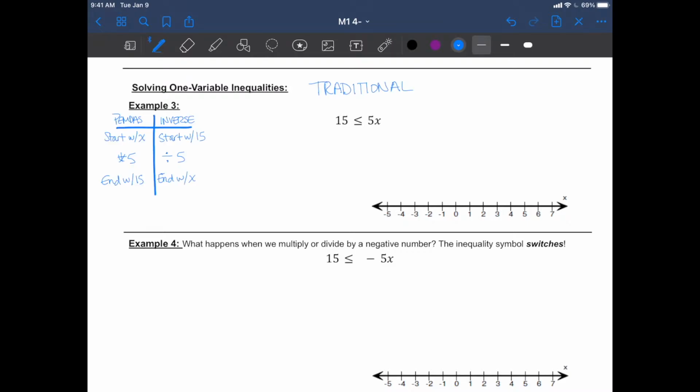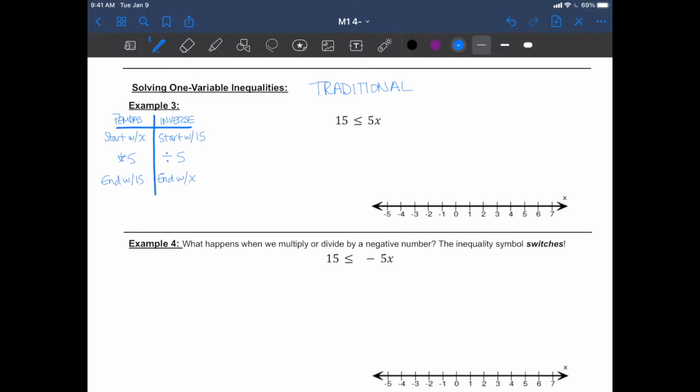All right, example 3, 15 is less than or equal to 5x. By the way, if you do like the graphic organizer and you wish to continue using it, I will start putting it here, but I won't go through it in this set of notes. Okay, this first method is the traditional method. I would like for you to watch the traditional method as well as the other method I'm going to show you. And then once you decide which one you want to use, then take notes. So this is just the traditional, that means only using the inequalities as they are.